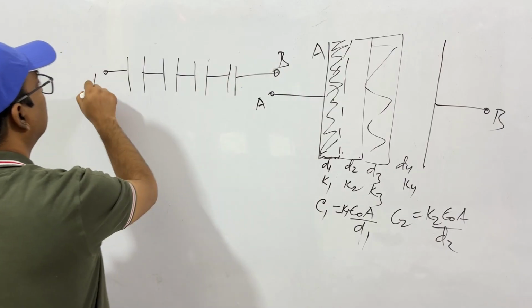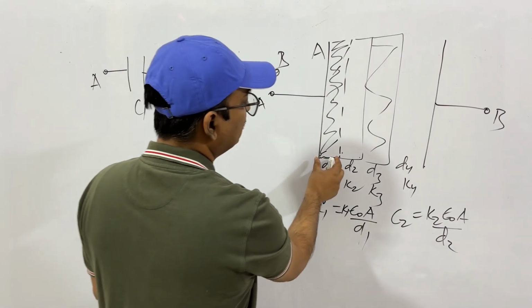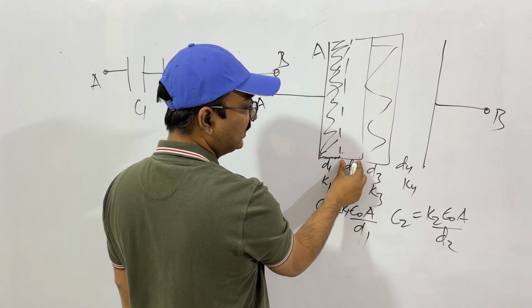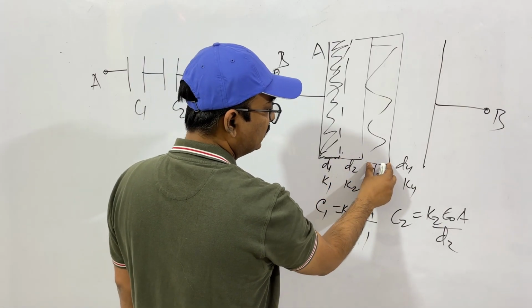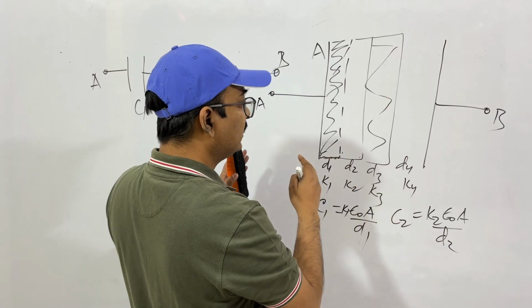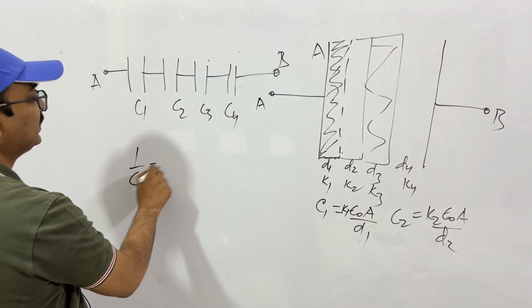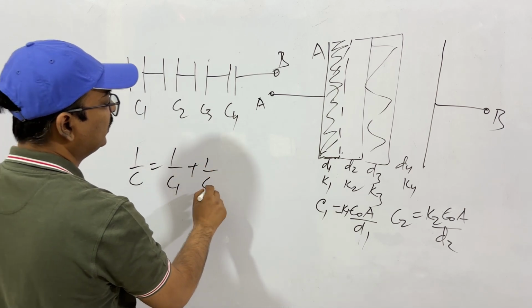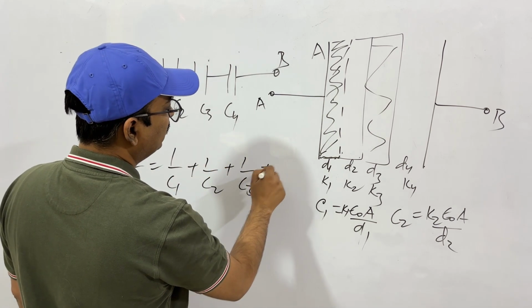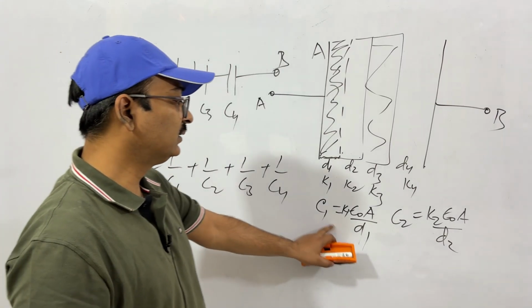This is B, this is A, this is your C1, this is your C2, this is C3, C4. That is, this capacitor is connected in series to this capacitor. Again, this is connected in series to this and this. So these four, we can visualize as a series connection of four capacitors. And then you know how to find the equivalent capacitance. This is 1 by C1 plus 1 by C2 plus 1 by C3 plus 1 by C4. Clear?